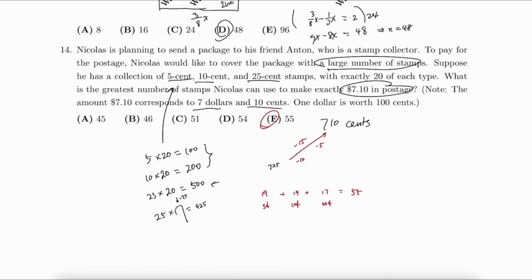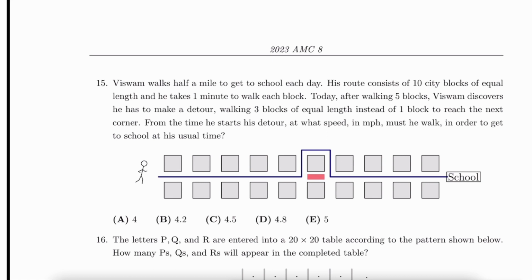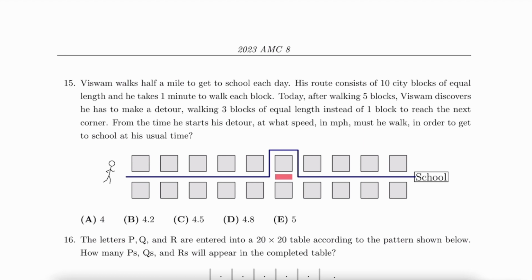All right, next question, number 15. It says, Viswam walks half a mile to get to school each day. His route consists of 10 city blocks of equal length, and he takes 1 minute to walk each block. Today, after walking 5 blocks, Viswam discovers he has to make a detour, walking 3 blocks of equal length instead of 1 block to reach the next corner. From the time he starts his detour, at what speed in miles per hour must he walk in order to get to school at his usual time?